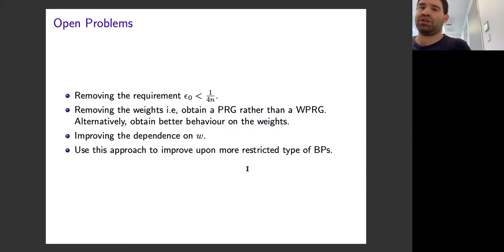So let me finish with a few open problems. One open problem is removing the requirement that the initial error is smaller than 1/n. We don't know how to do this in the general case, but in the paper by Pyne and Vadhan that I've kept mentioning, they actually circumvented this requirement in the restricted model of permutation branching programs. So this is very interesting.